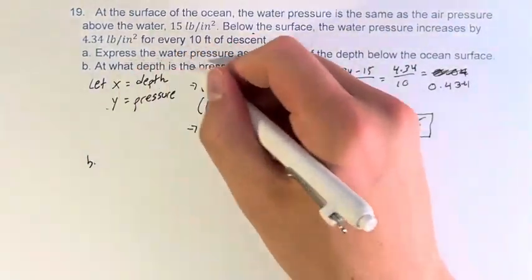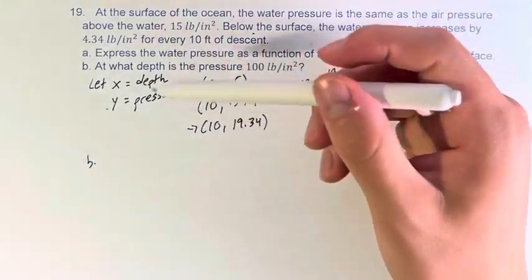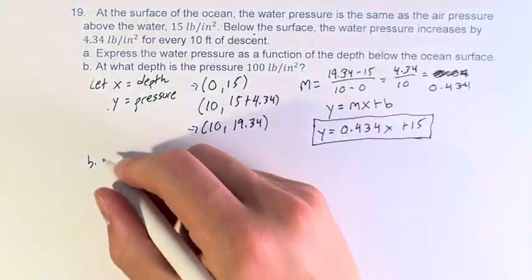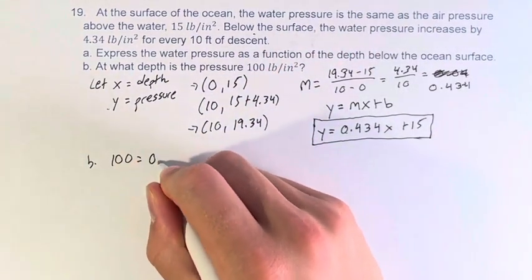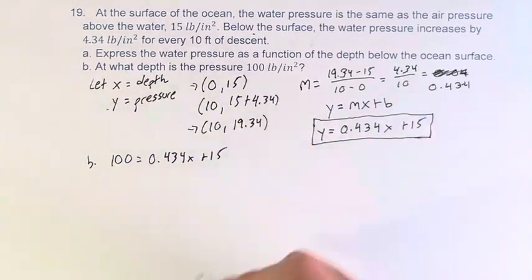We're asked at what depth is the pressure 100 pounds per square inch. So we're asked at what x depth is y equal to 100, so let's just plug 100 for y, is equal to 0.434x plus 15.